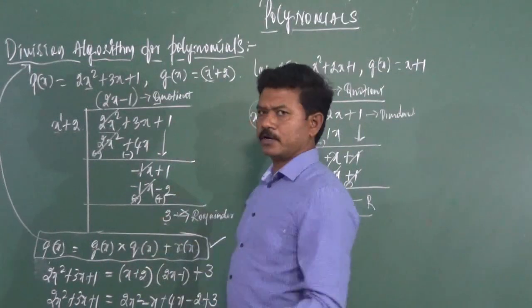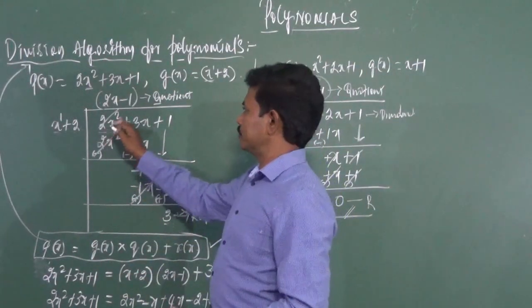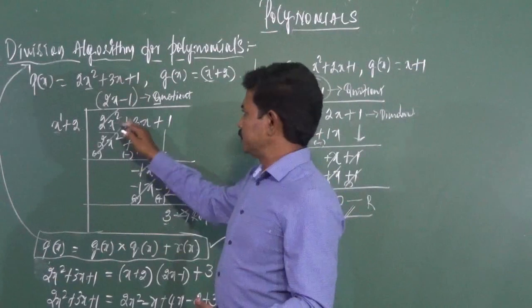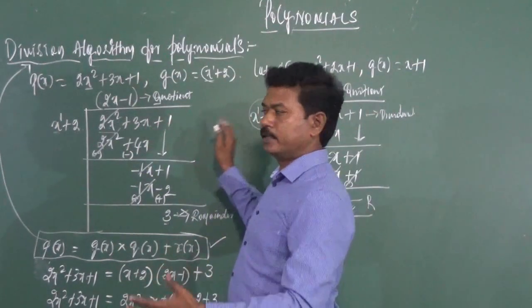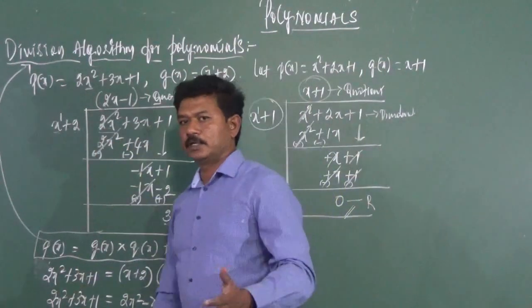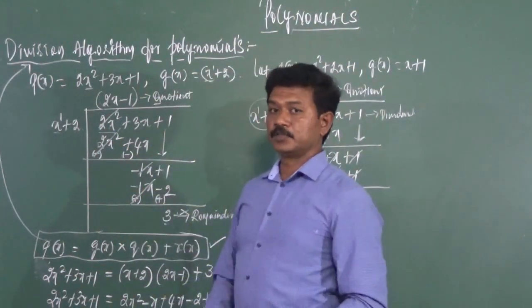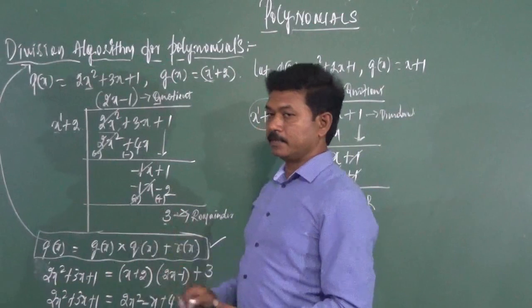Maybe I got 2 steps. If I have 2x to the power 5 something plus 3x to the power 4 plus 9x square plus 20x plus 1 and divide by x plus 2, then I will get a lot of steps. So at last I am going to get the remainder.